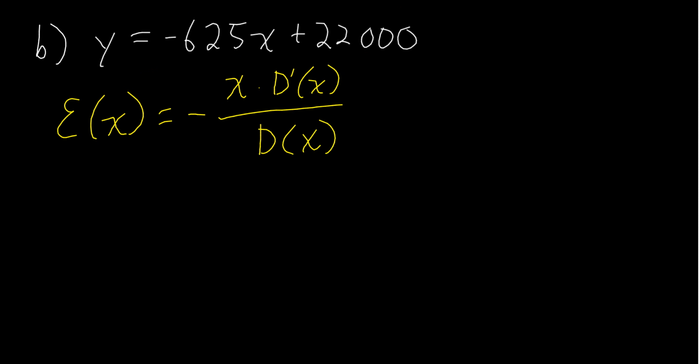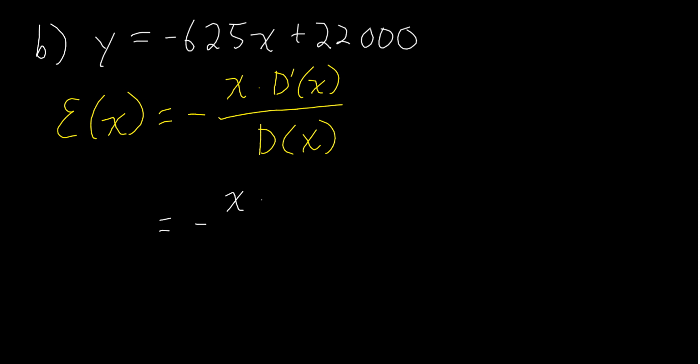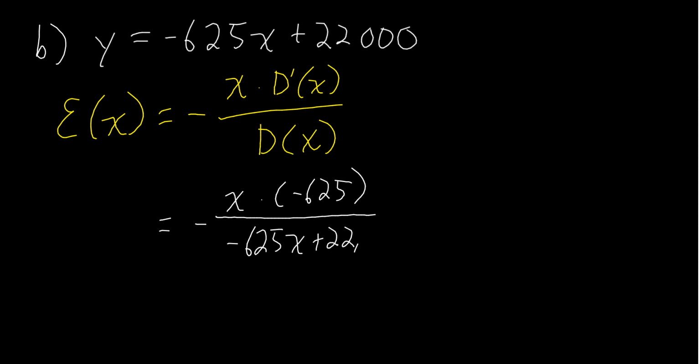So if we were to resolve this, we have negative x times, well, what is d prime of x? Again, this is pretty easy, right? What is the derivative of this function? It's just going to be negative 625. So x times negative 625, all over the function, which is negative 625x plus 22,000. I don't have to put the comma there, but I do sometimes.